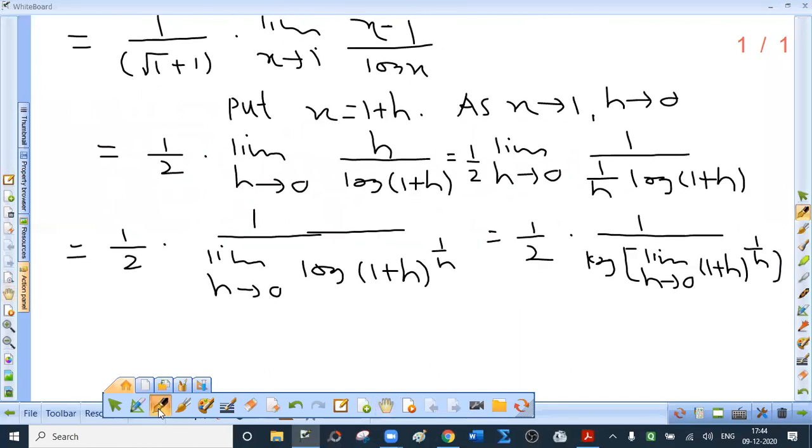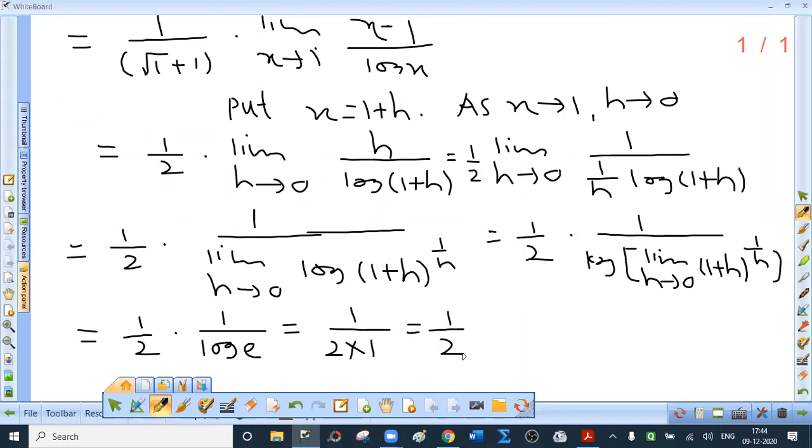The next step, this is 1 by 2 into 1 upon, this is a standard limit, its value is e. So it is 1 upon 2 into, what is log e? 1. So 1 upon 2 is the answer, final answer.